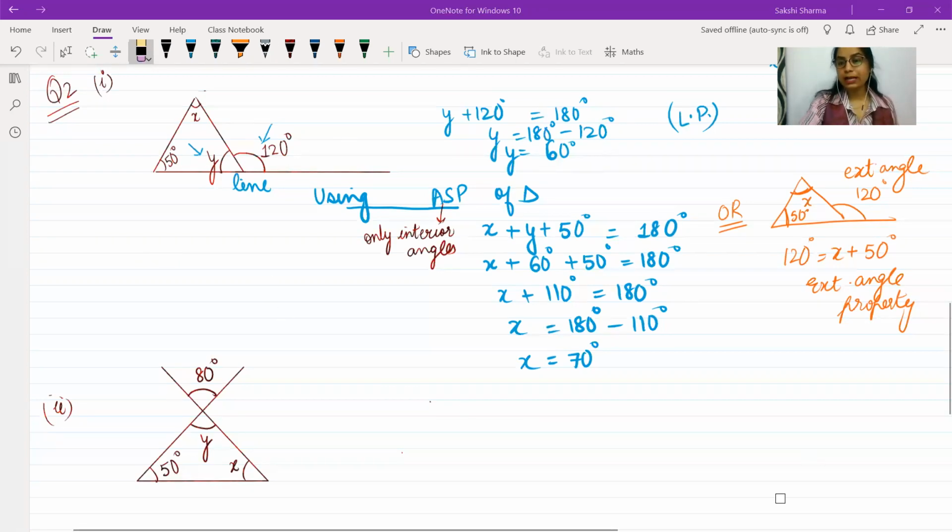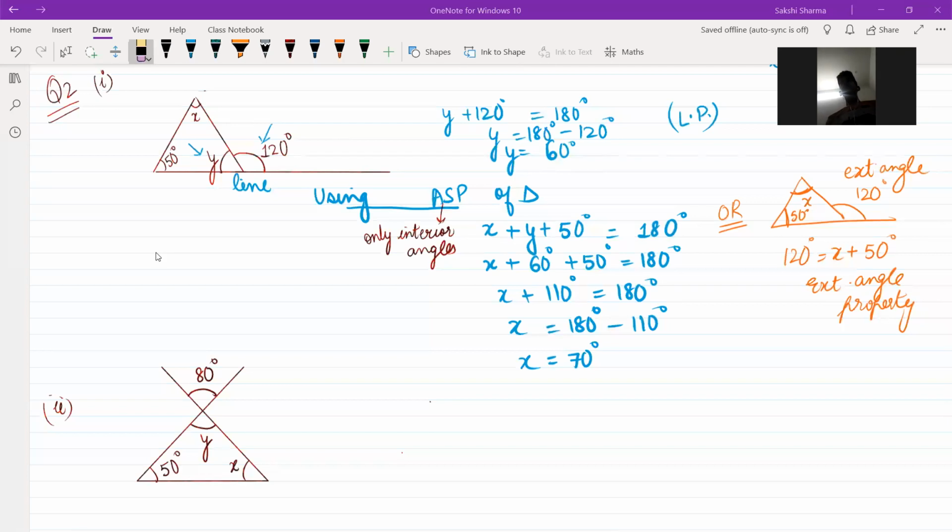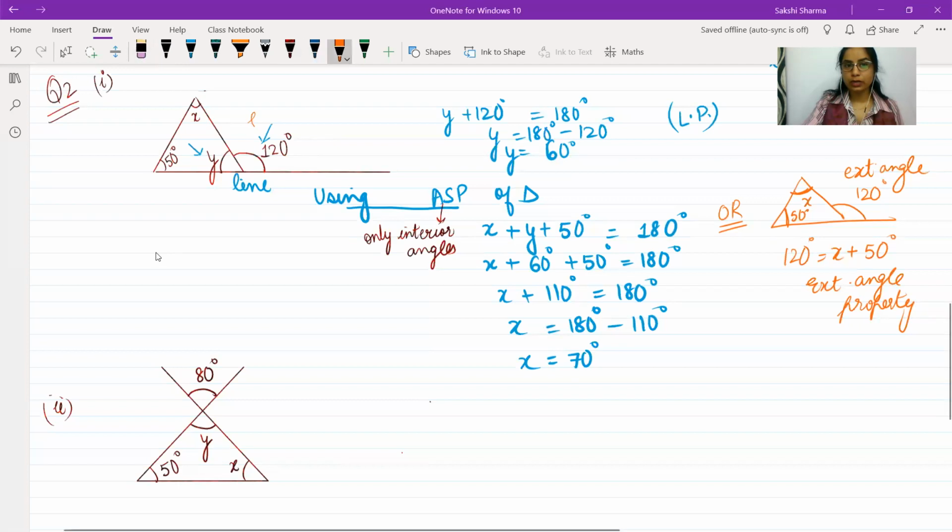If you have to identify the exterior angle property, there is one trick. The angle formed outside will always form a linear pair with the interior angle. Like in the first part, this is your exterior angle over here, and this exterior angle is forming a linear pair with the interior angle. 80 is not forming a linear pair with an interior angle, so this is not an exterior angle of the triangle.